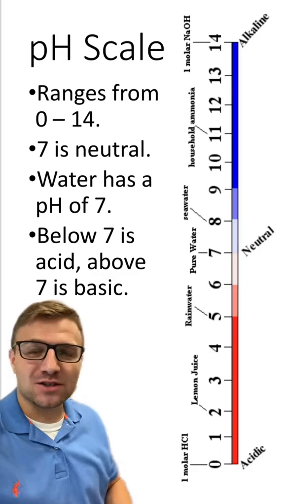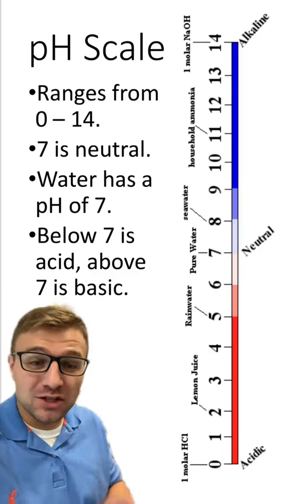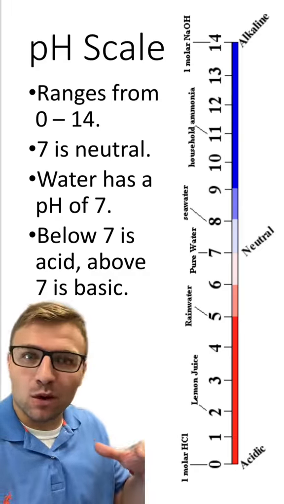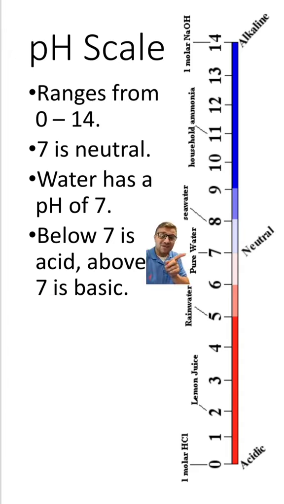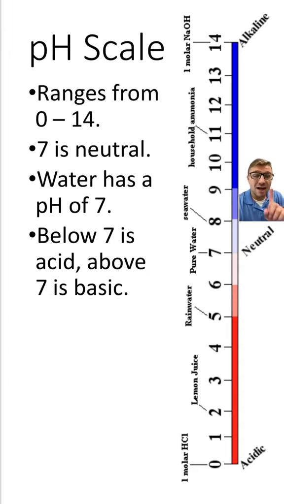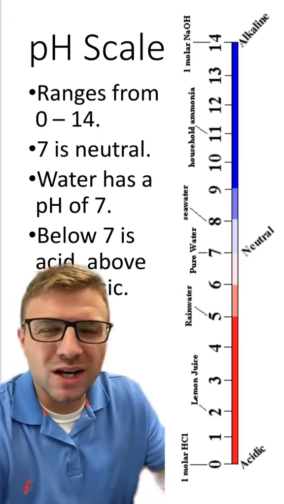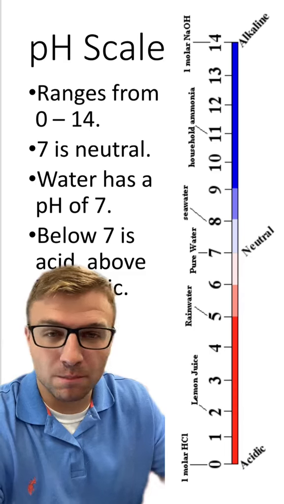This cool looking thing is called a pH scale, and it ranges from 0 to 14. This scale measures how acidic or basic solutions are. 7 on the pH scale is neutral. Above 7 is basic, while below 7 is acidic. But what does it mean when something is acidic or basic?